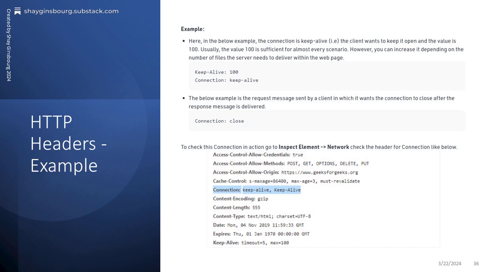To check this in action, go to Inspect Element and check the header for the connection field. The header may include other information like access control allow credentials, cache control, and more. Remember that the connection header influences how connections are managed during HTTP transactions.